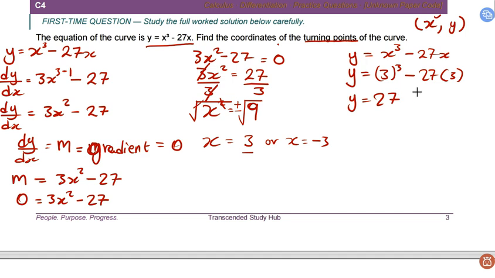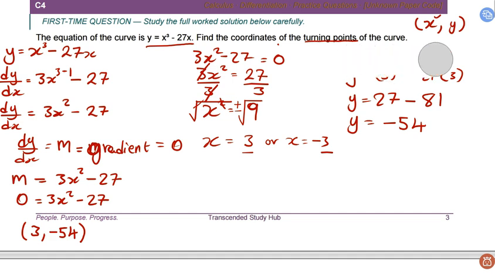Then you have negative 27 multiplied by 3, which is 81. So y will be equal to 27 minus 81, which is negative 54. So when you use positive 3, you are going to get negative 54. You can just write on the side that you have positive 3 and get negative 54. Now we haven't used the negative 3, so let's try to use negative 3.